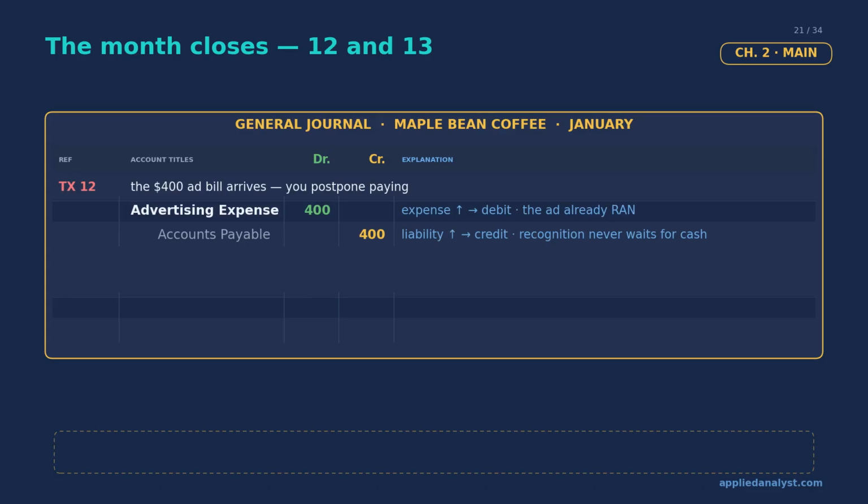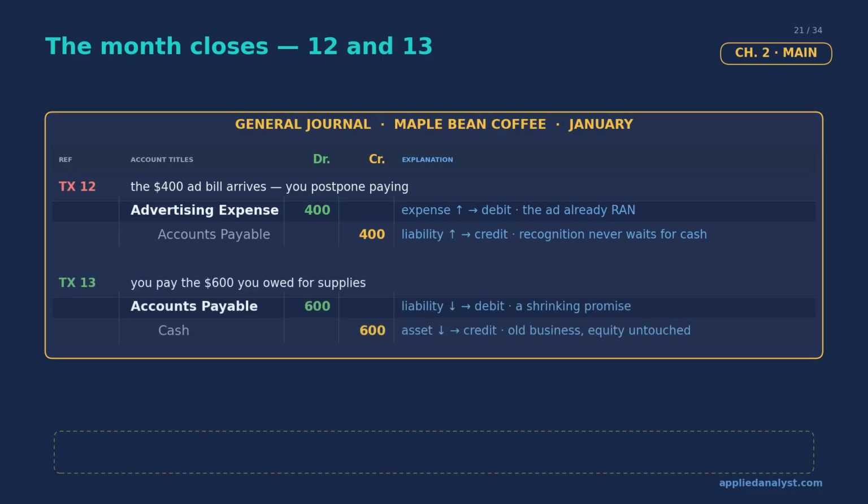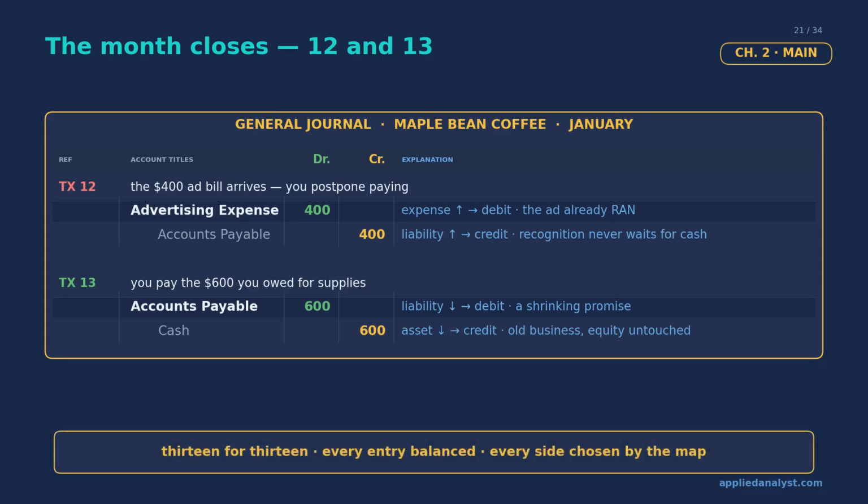And Transaction 13, you pay the $600 you owed for supplies. A shrinking liability moves to the debit side. Debit accounts payable, credit cash. Equity feels nothing. You settled old business. 13 for 13, every entry balanced and every side chosen by the map.